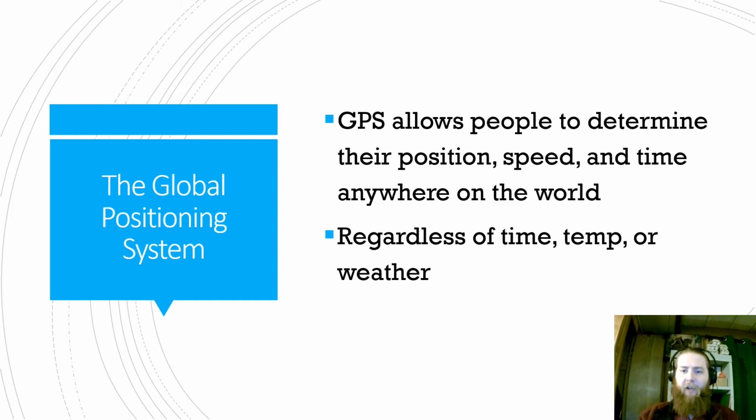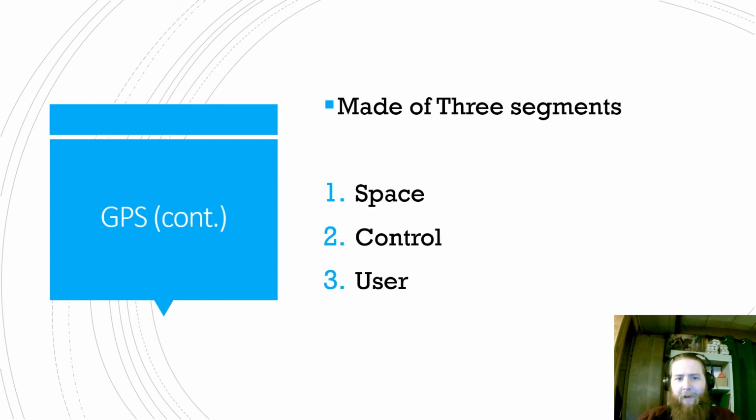Another piece of technology that we really like, you probably carry it around and use it in your phone, is the GPS, the Global Positioning System. This allowed people to determine their speed, position, and time anywhere on the world, regardless of time, temperature, or the weather. There's three parts to the GPS. There's the space part, the control part, and the user part. And we're going to talk about each of these in a little bit more detail.